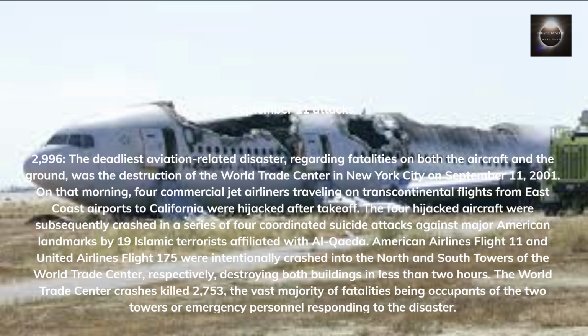In addition, 184 were killed by the impact of American Airlines Flight 77, which crashed into the Pentagon in Arlington, Virginia, causing severe damage and partial destruction to the building's west side.